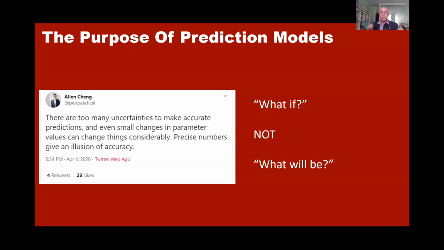They don't tell us what will be, because even small changes in your assumptions and your parameters can massively change the model, and there's no possible way to capture the spread of human complexity in a mathematical model. Even the most complex infectious disease models only scratch the surface of human society's complexity, of this incredibly complex system that we all live in.